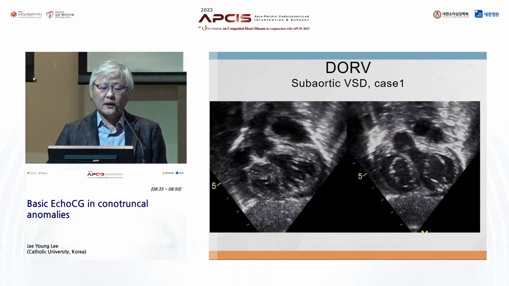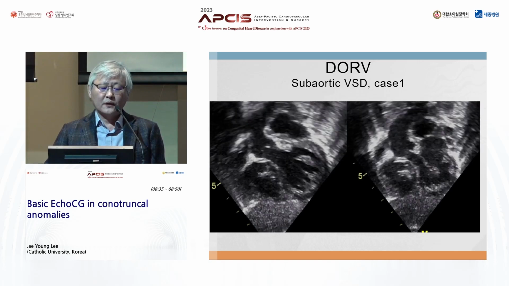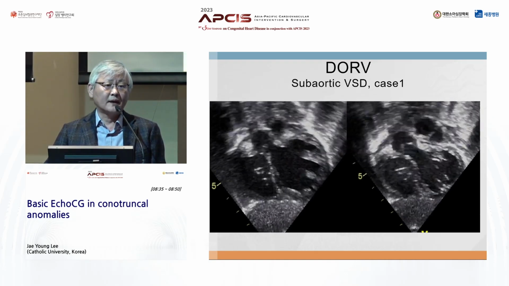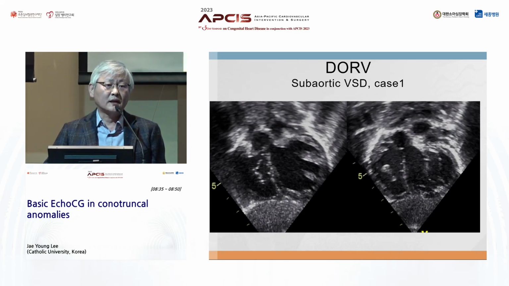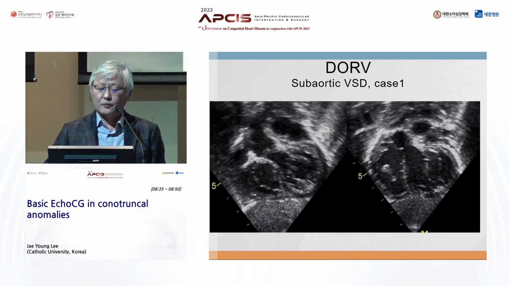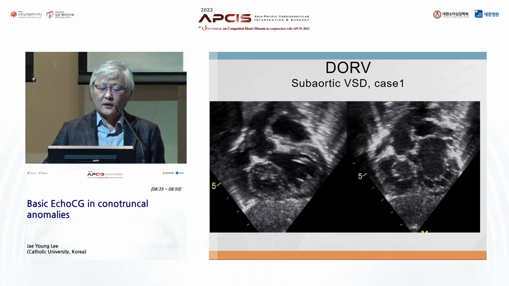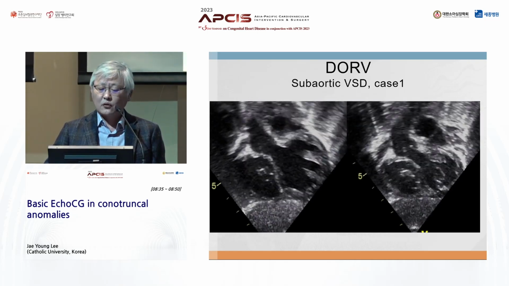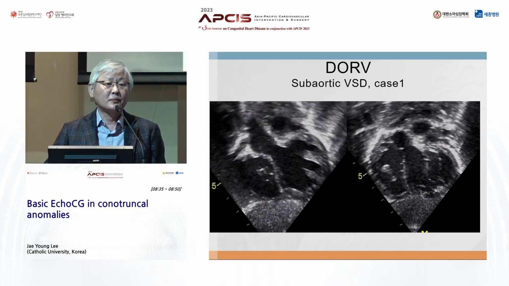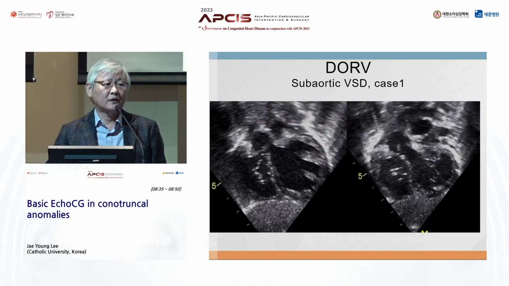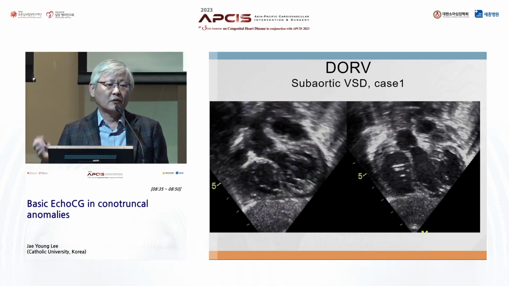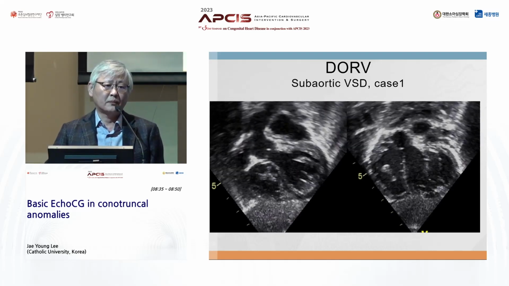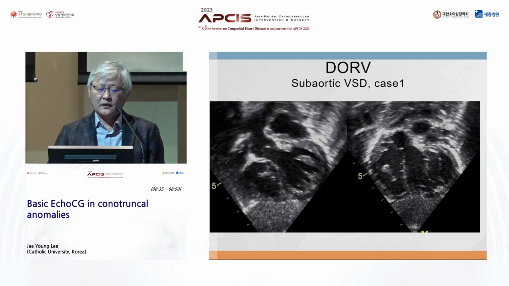Yes, in this case one, the LV aortic valve is a little bit far from the VSD here, overriding to the RV. This view also shows the aorta is overriding to the right, and you can notice some distance between the mitral valve and the aortic valve leaflet. There's no fibrous continuity between the aortic valve and the mitral valve. Okay.